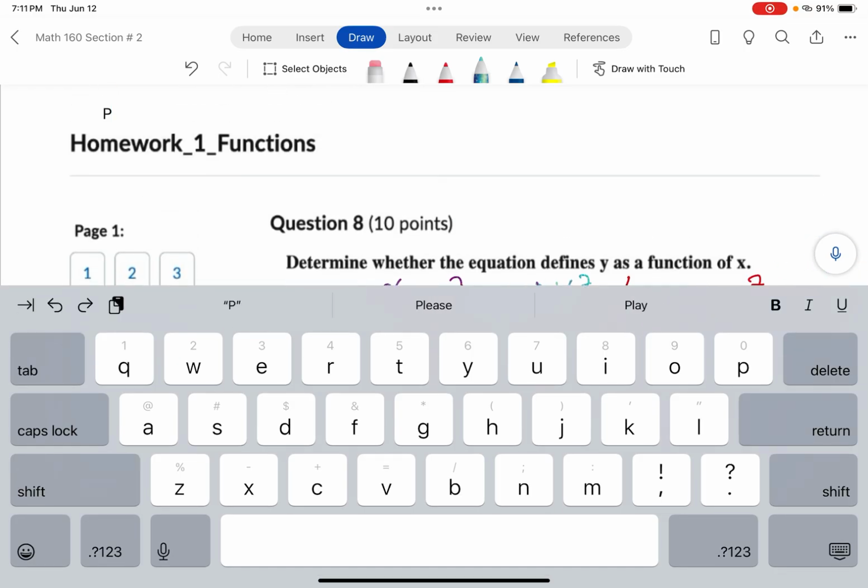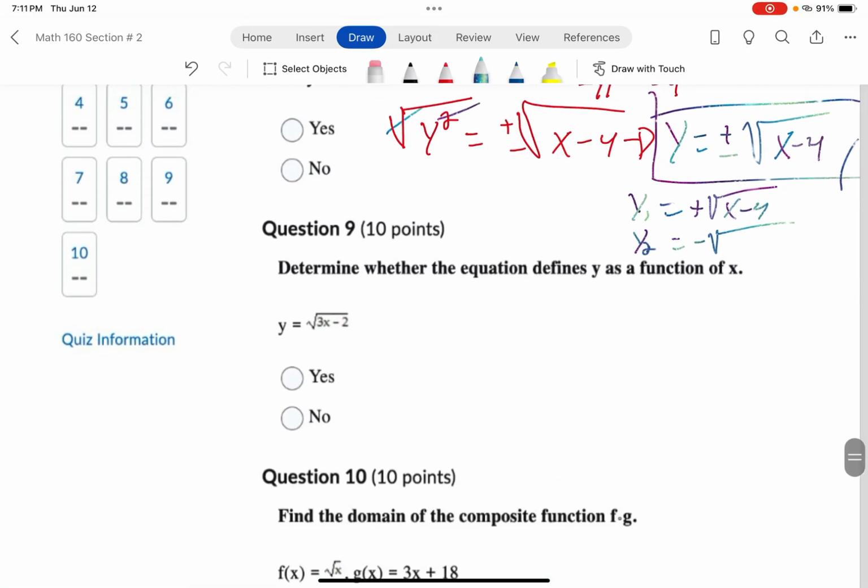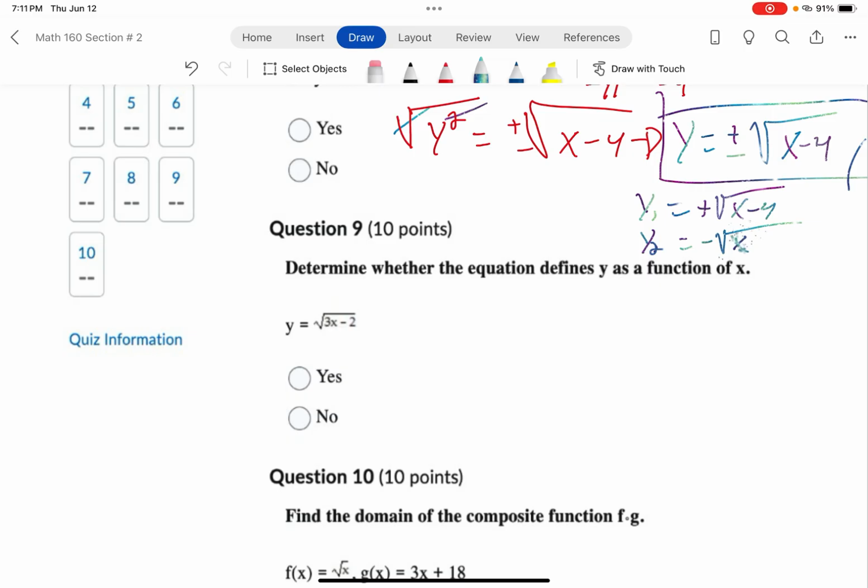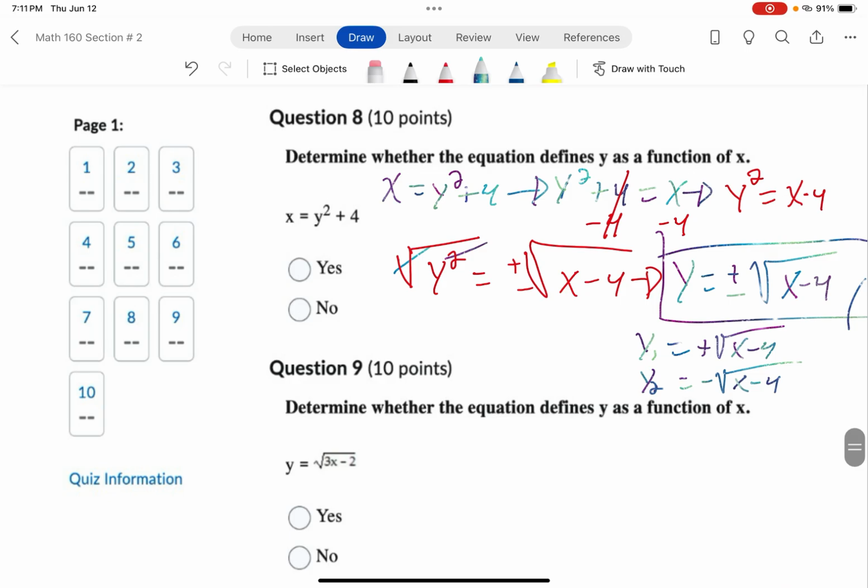X, sorry, negative. So this means that y in this case is not a function of x. I cannot define y as a function of x, because to be able to define y as a function of x, I need only one value of y. There are two values of y for some x value, so not a function. No, this is the answer.